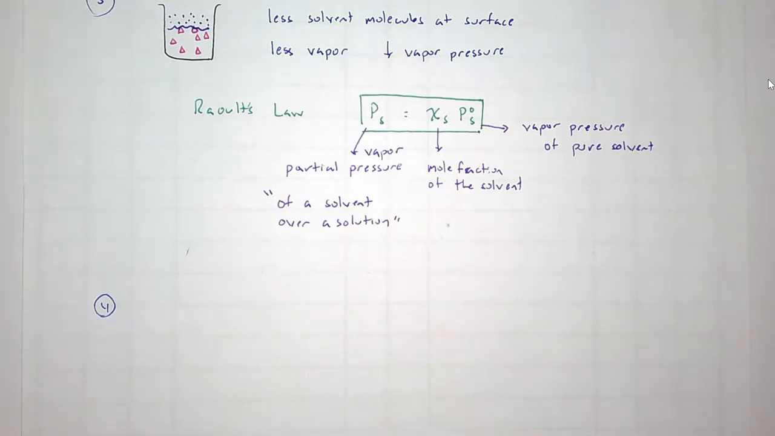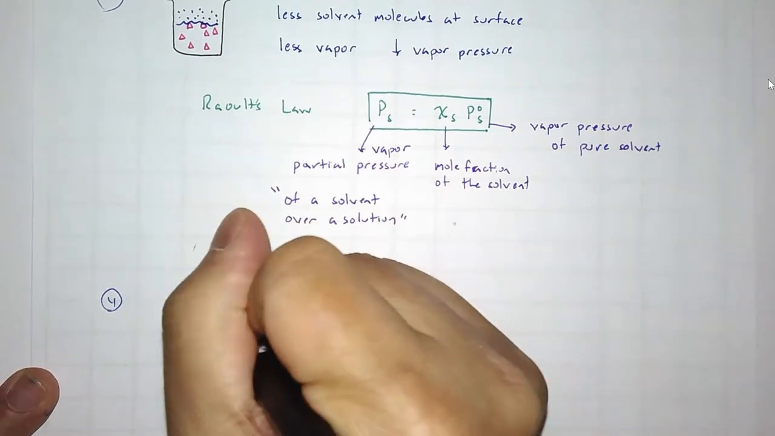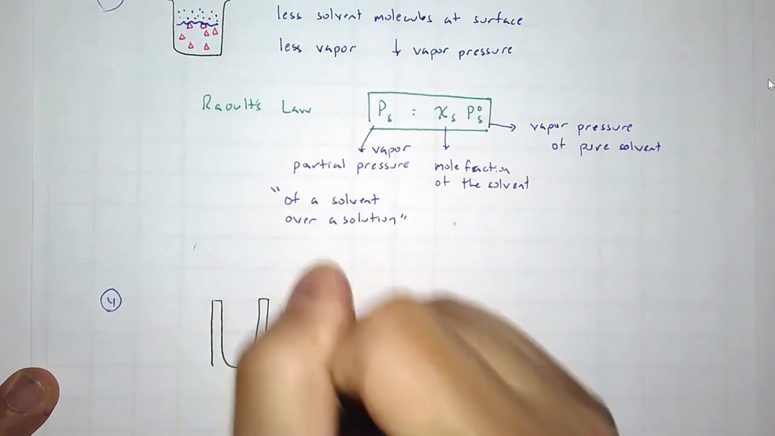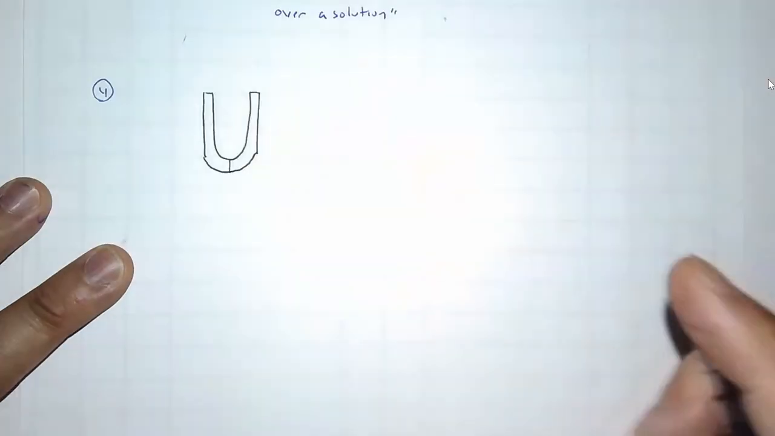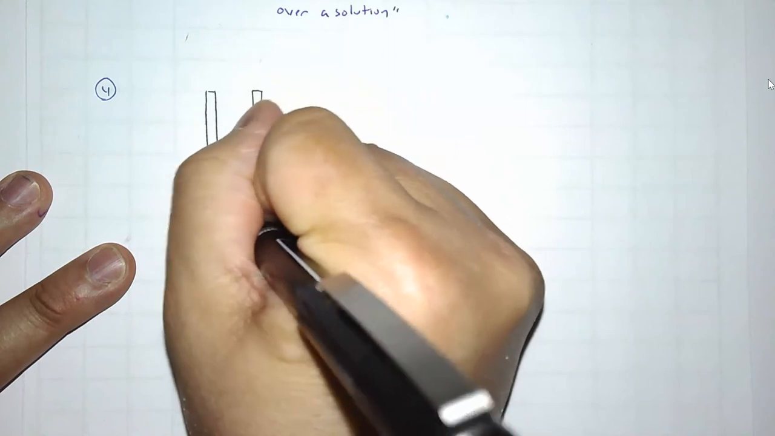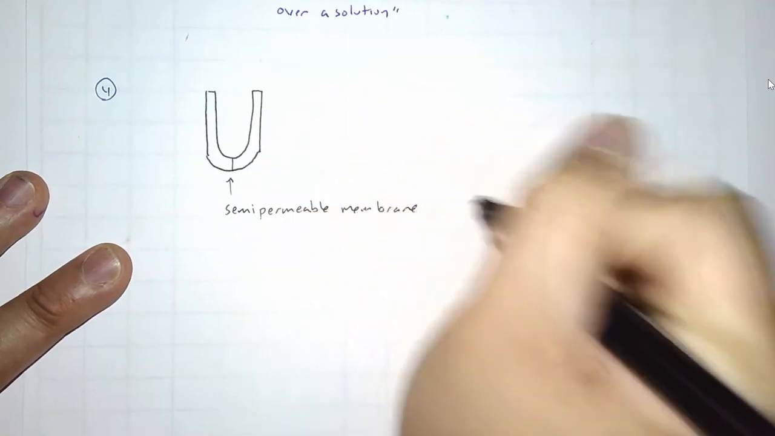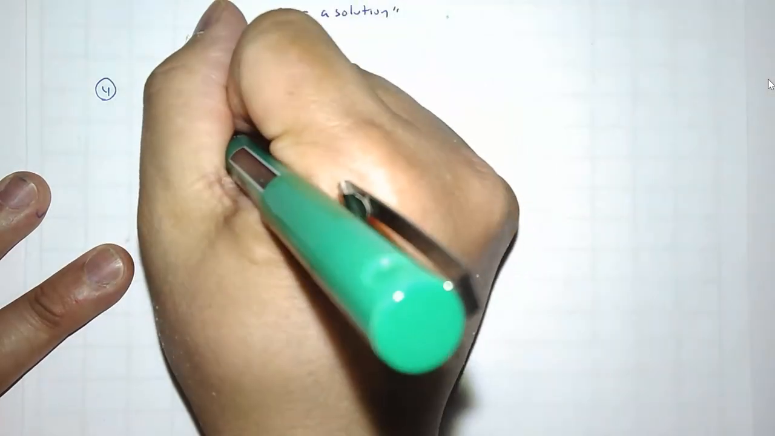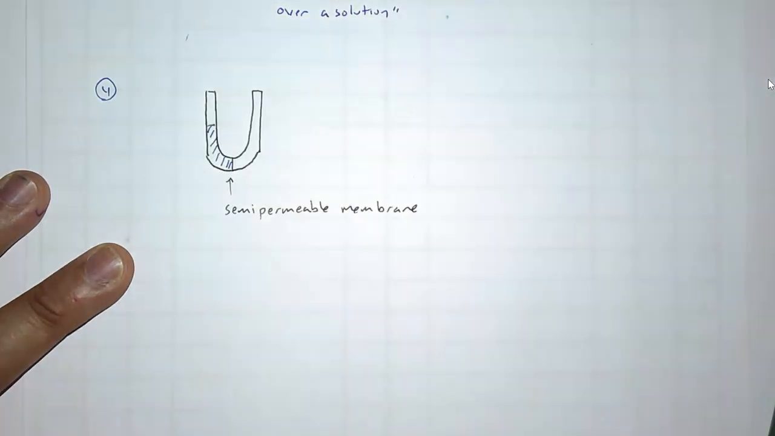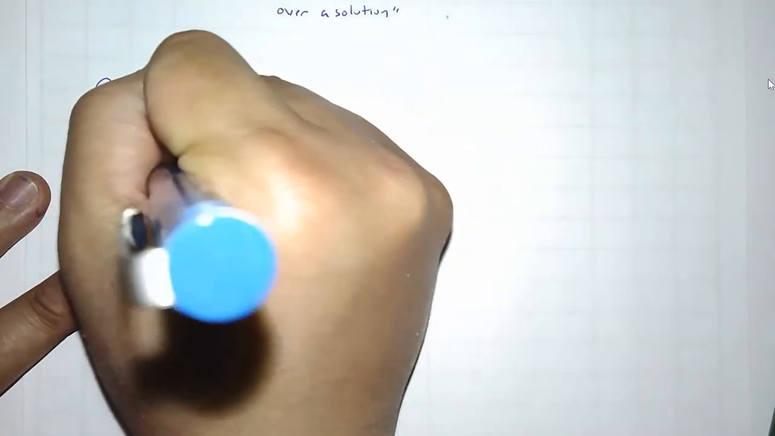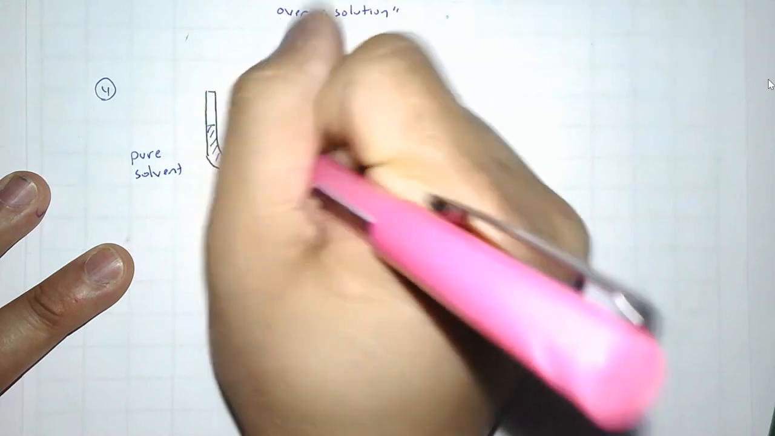Consider this experiment. If we have this U-tube, we're going to draw 3 of these eventually. But it's separated by what we'll call a semi-permeable membrane. And we have 2 solutions. The solution on the left, we'll make it pure solvent. Let's make it blue. And on the other side, we dissolve a solute in that solvent, and we'll make it pink. This is the solution.